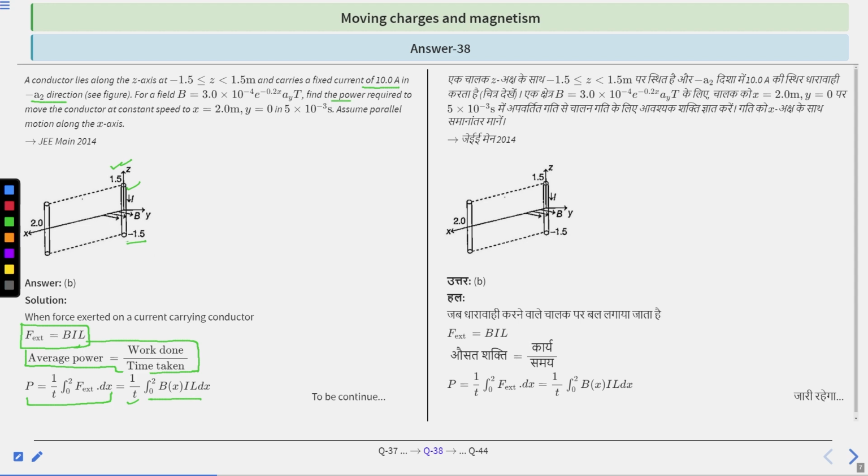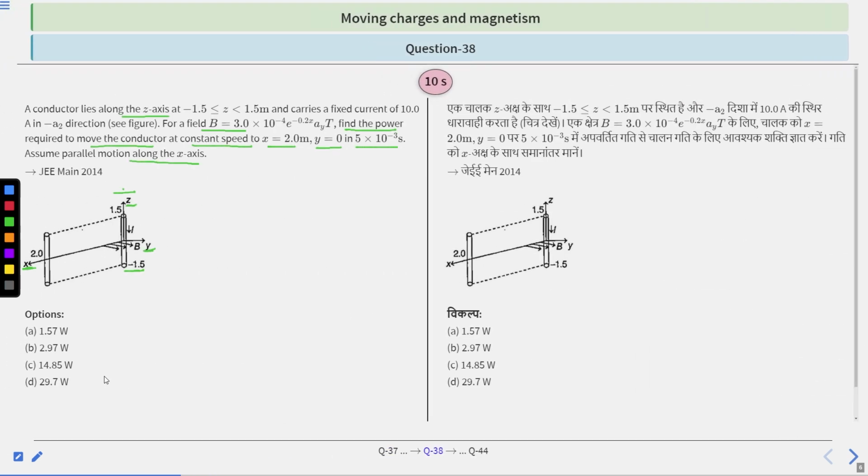The question asked about the power, so the required power is 2.97 watt. So option B is correct. Clear? B option is correct.